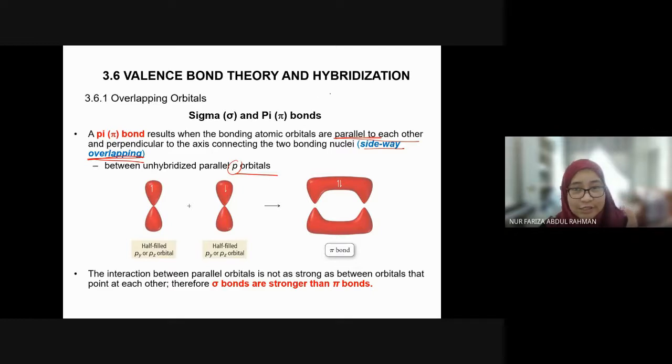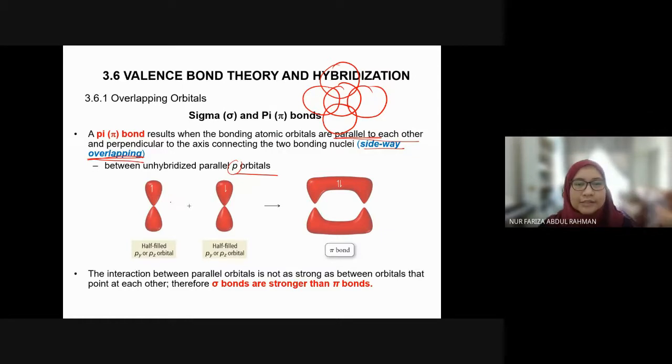Hydrogen macam hydrogen tadi kan, s orbital dia bulat. You overlap lah kat sini ke, kat sini ke, kat sini ke. Okay, sisi ke, atas bawah ke, you still get the same overlapping. Okay, kita consider it sebagai end-to-end overlapping because the shape of the orbital itself is spherical, dia bulat. Okay, but pi bond dia present for p orbitals and also d orbital.